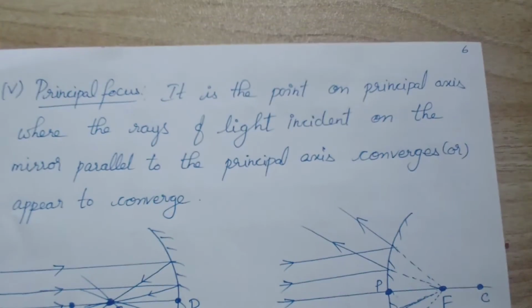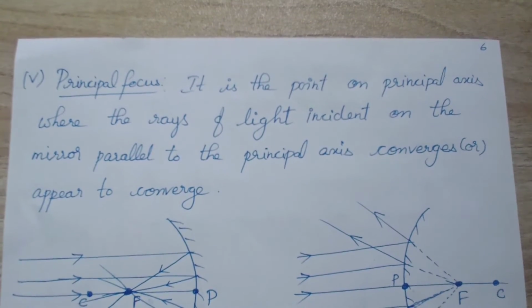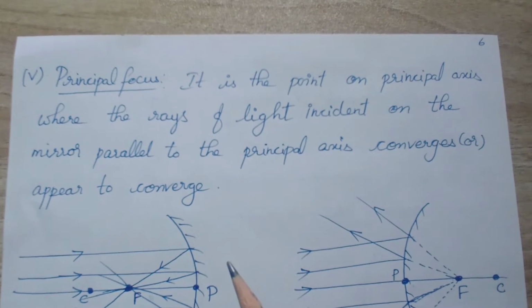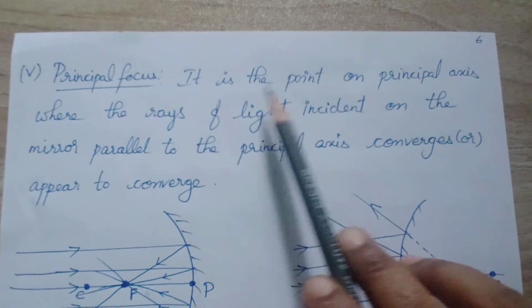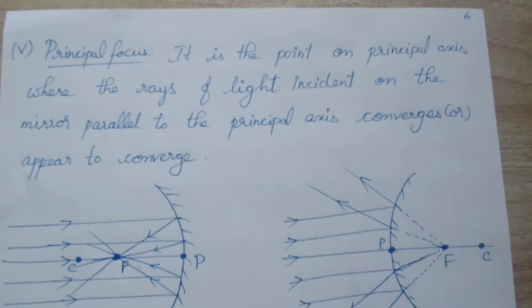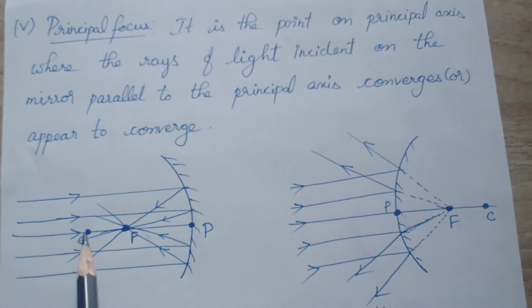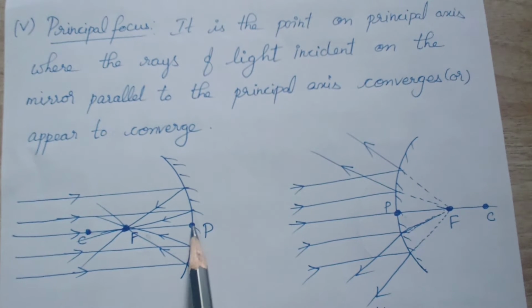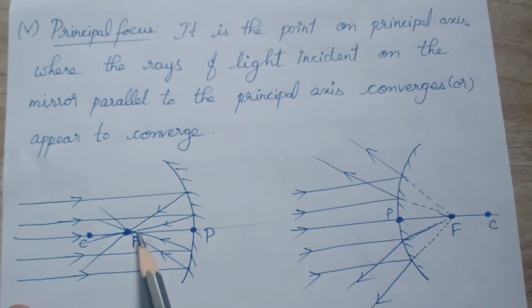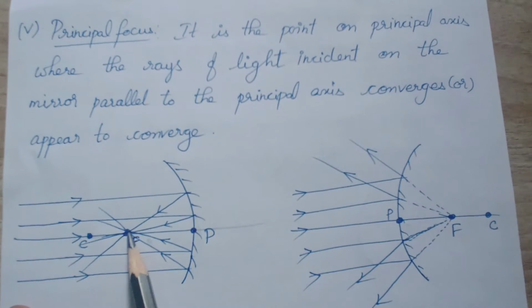Next one. Principal focus. This is very important. Principal focus is a point on the principal axis. You know the principal axis. Where does the principal axis lie? It passes through the center of curvature and the pole. Right? This is your principal axis. The principal focus is a point on the principal axis.